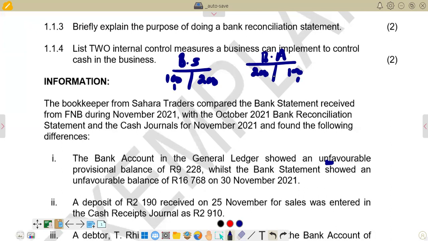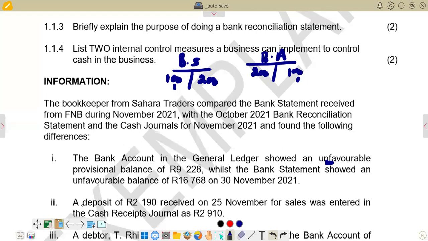So when these entries are on only one account, maybe on the bank statement, that's where we're seeing 100 only. It means we are supposed to go to the credit side of the bank account, update it and put that 100, so that the two become the same. So this is what we are going to do here.